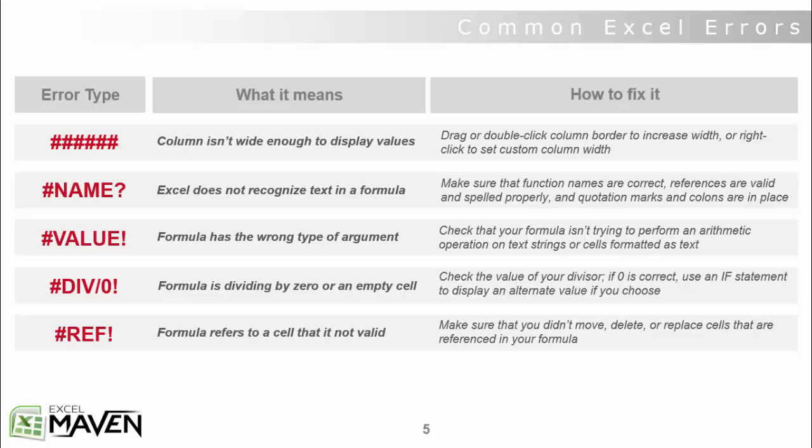Last but not least, we've got the #REF! error, which is that the formula is referring to a cell that's not valid. And how to fix this, just make sure that you didn't move, delete, or replace cells that are referenced in your formula. So for instance, if you have a lookup or reference function that's reading from a specific column of cells, and then you accidentally delete that column, all of your functions that were referencing that column are now going to give you a REF error because they don't know what values or cells to read from. So those are 5 common types of errors.